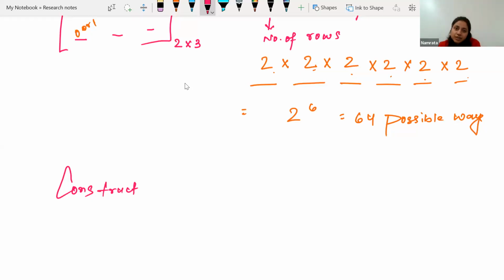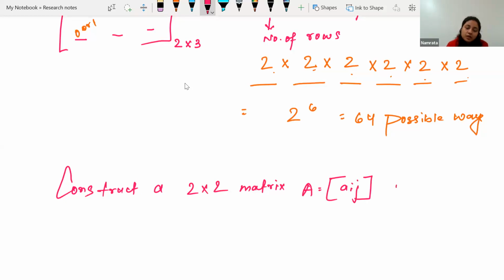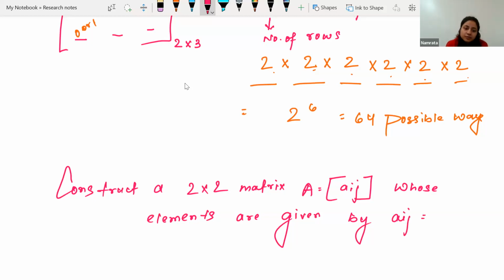These are the questions which we are just doing, the first one and the second one also. These are the basic questions which will be of maximum 2 marks, either 1 mark or 2 marks. So construct a 2 cross 2 matrix A equals Aij, whose elements are given by Aij is equal to (i plus 2j) whole square by 2.